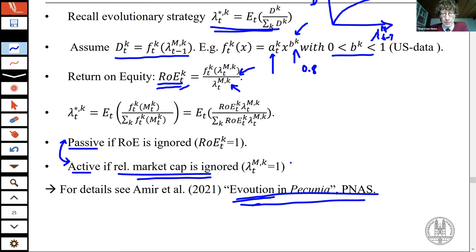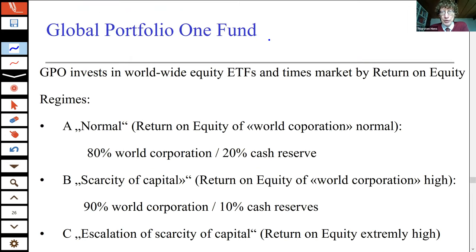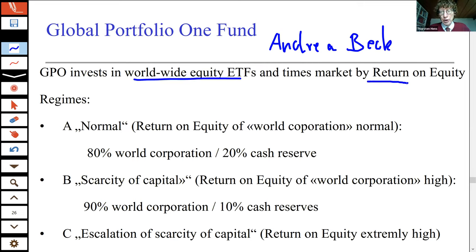Okay, so a friend of mine, Andreas Beck, said, oh, that's a great idea, let's make money. So he has set up a fund called the Global Portfolio One fund, which is doing this. It invests worldwide into ETFs according to this return on equity. And it's a mixture of active and passive. Generally it's passive, but then in times of crisis, it will change the asset allocation. So in normal times, it has 80% in the world corporation, meaning these broad ETFs, and 20% cash.